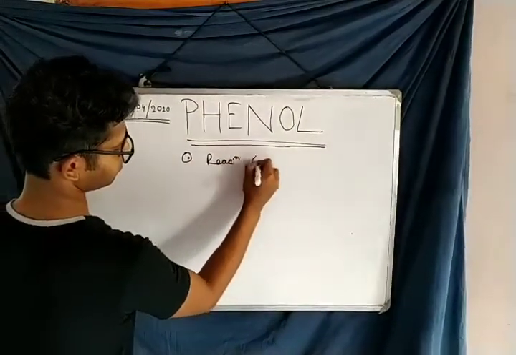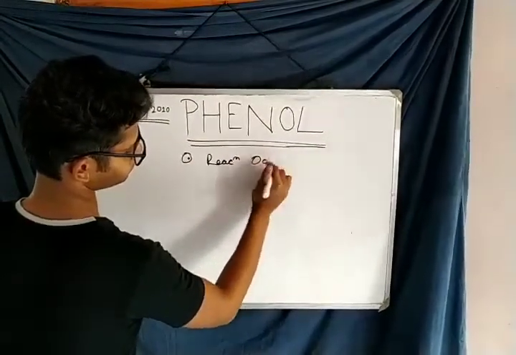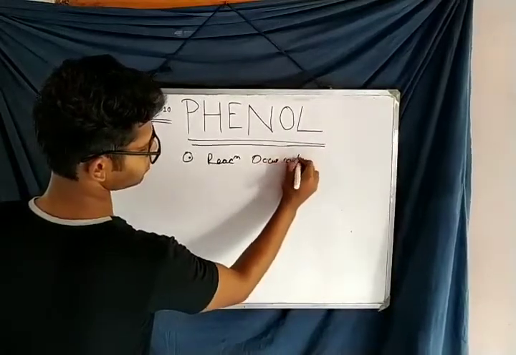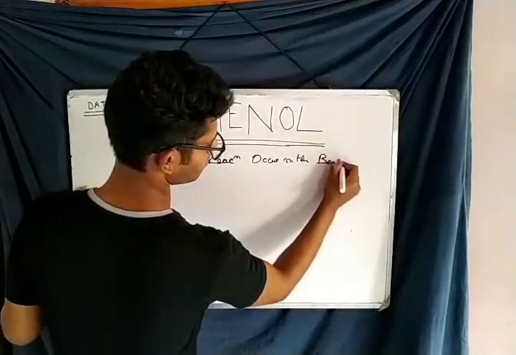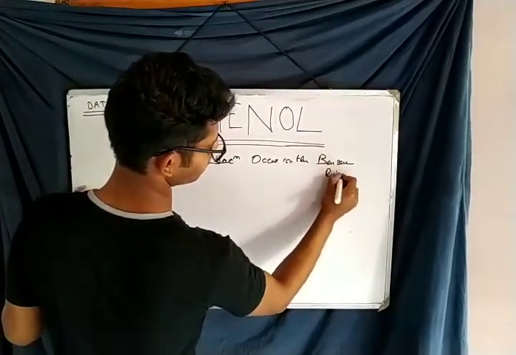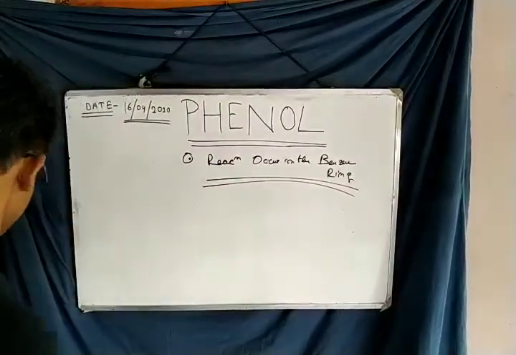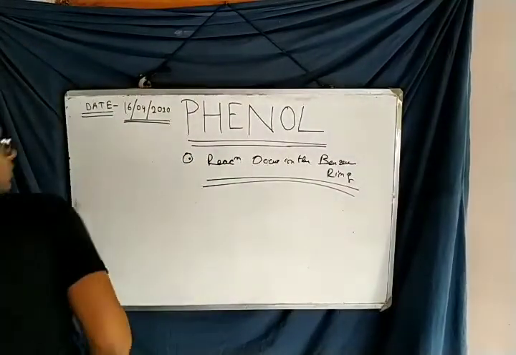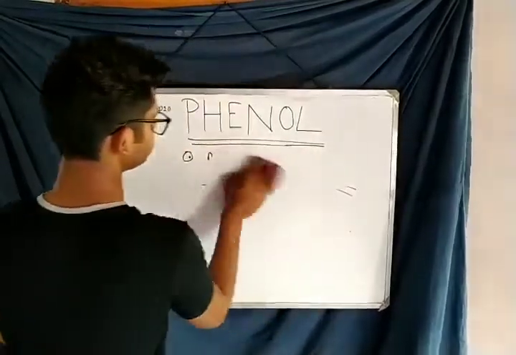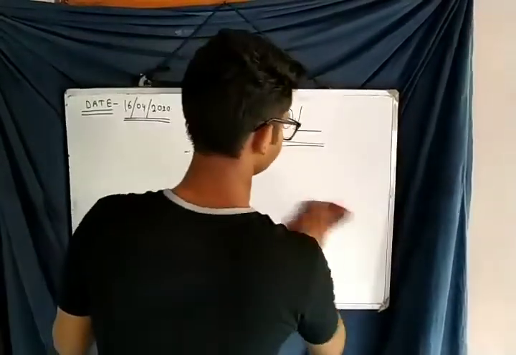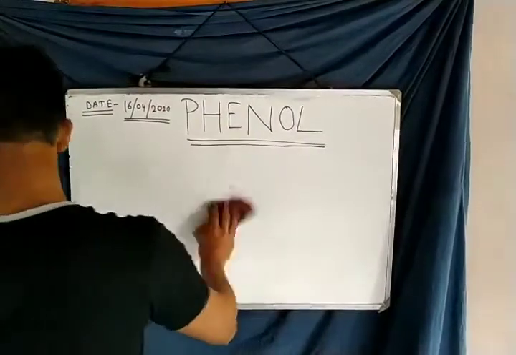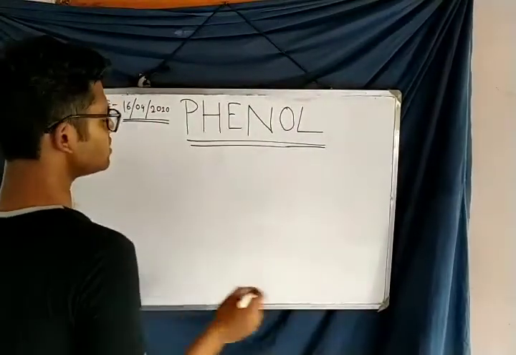Reactions occur in the benzene ring, on the ring specifically. So the first reaction is halogenation.